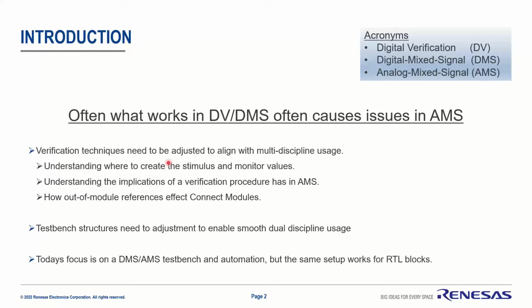So today's focus is really on the mixed signal DMS AMS test bench and automation, but the actual automation I've got and demonstrate today works on a pure digital block as well. There are a few acronyms at the top. DV I refer to as digital verification, or it could just be design verification. DMS is digital mixed signal, sometimes referred to as real number modeling, and the other one is AMS.